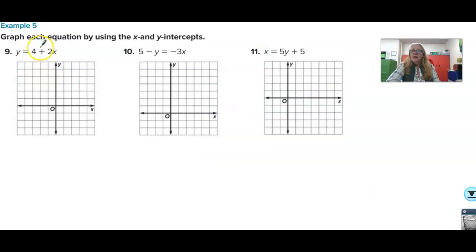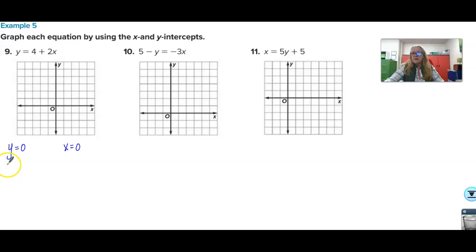Okay, now they want you to find the x and y intercepts. Remember, that means you're going to find when y equals 0 and when x equals 0. I don't know why I put y first. Not even alphabetically correct. It doesn't matter. We've got to find them both anyway.